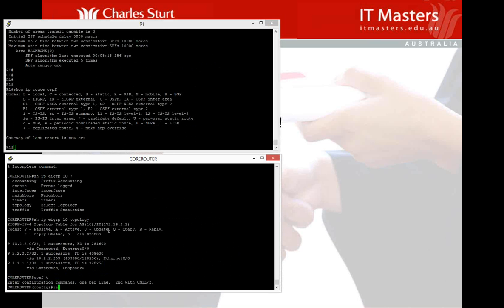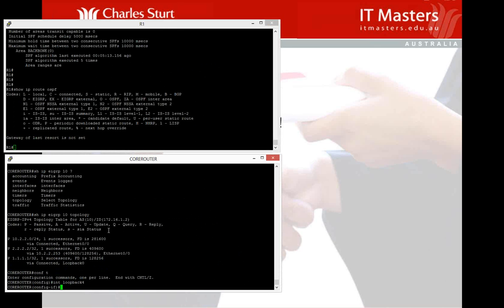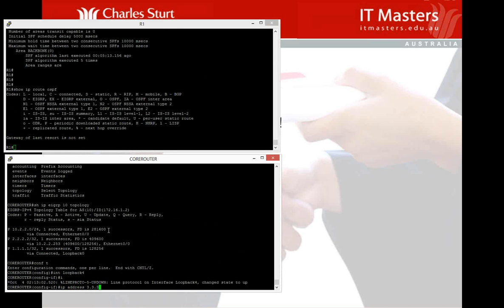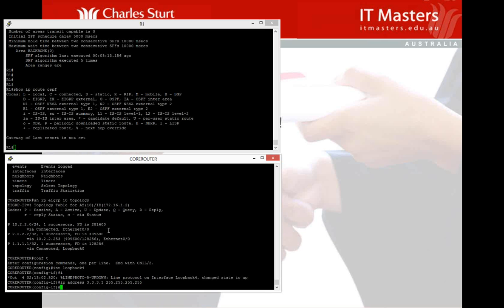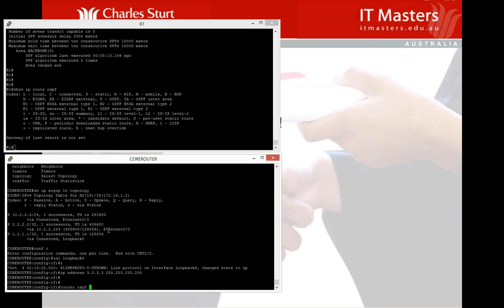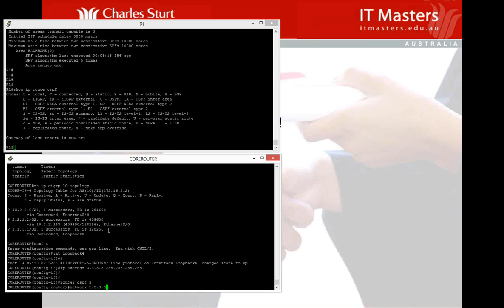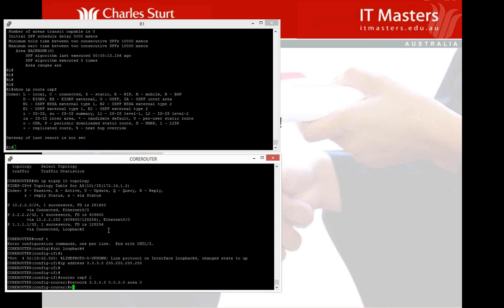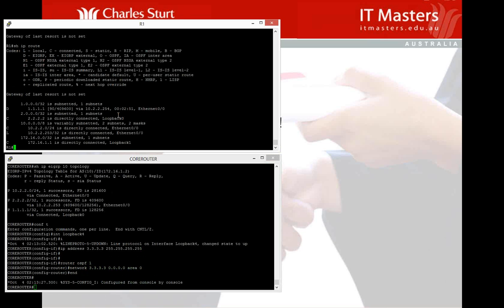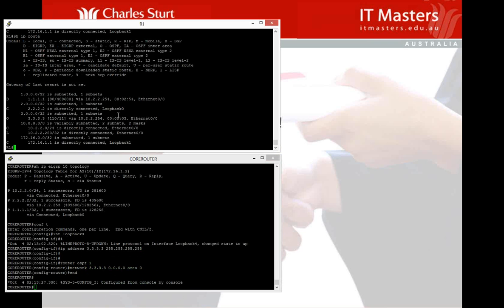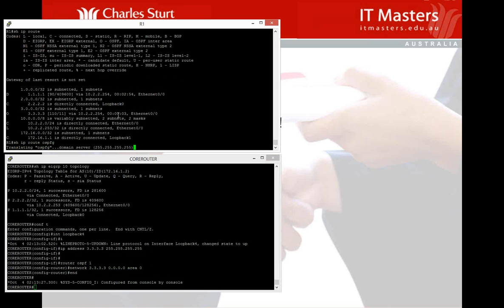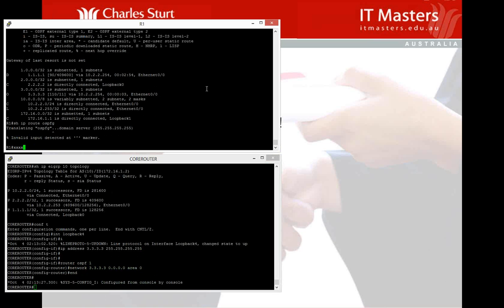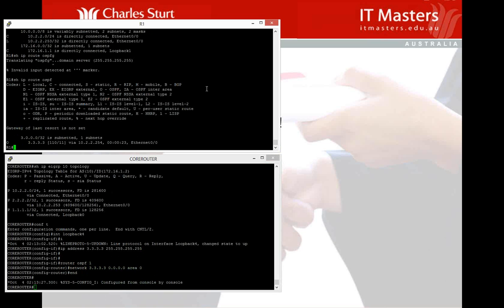So if, for example, we go into here and we create another loopback, and we make an IP address 3.3.3.3, and we go into router ospf 1, and we go network 3.3.3.3, whoops, too many zeros in. We say 0. And then we go back to here. You'll see our OSPF route 10 up there. And if we do show ip route, not bad, especially when you haven't got no domain lookup working, that'll take ages to time out. Okay, there it is there.